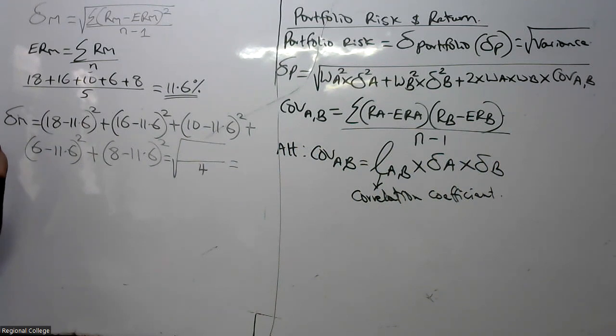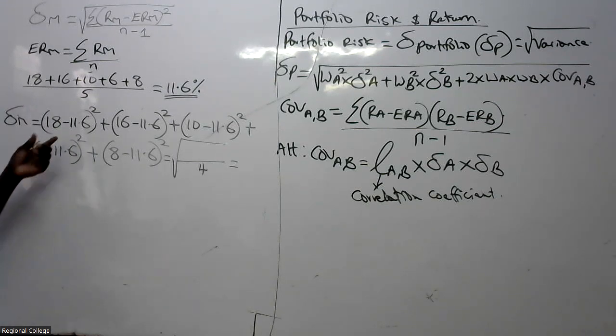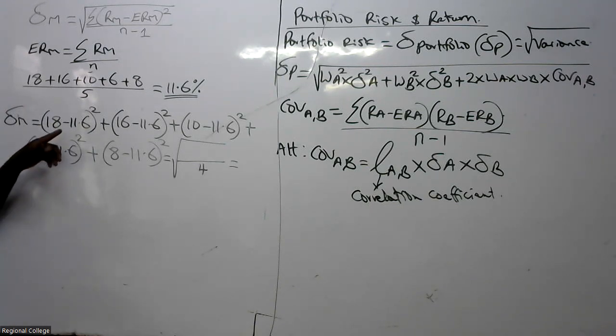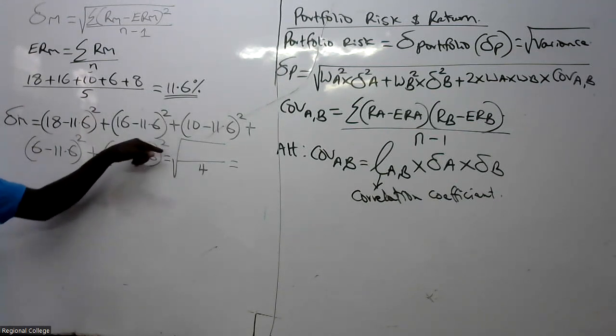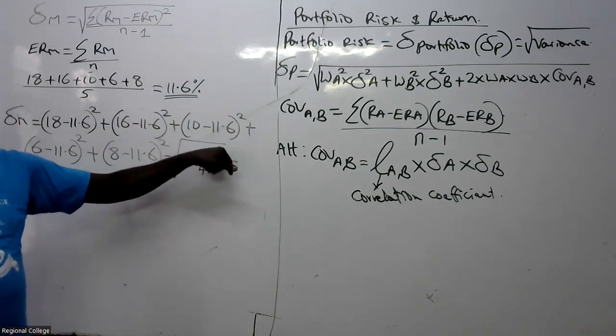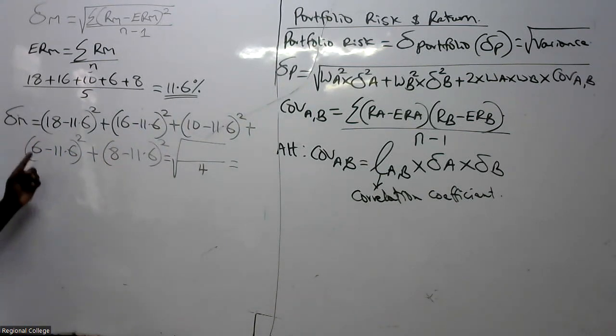Then open the brackets: 18 minus answer, closed, squared, plus finally equals 10. That's how. So your 11.6 is the answer. Simply open the bracket 18 minus answer squared, plus open the bracket 16 minus answer squared, plus open 10 minus answer closed squared, plus open the brackets 6 minus answer, so 11.6 is common.